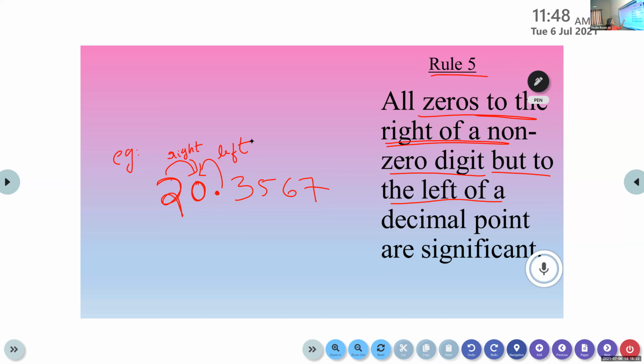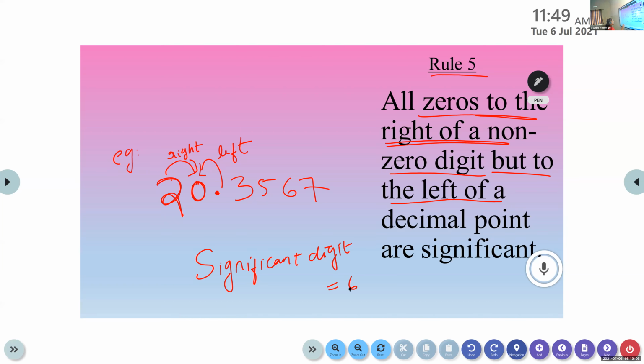Then what about the significant digits of this number? Dia, what is the significant digit count of this measured value? 6. Yes, it is 6. Good. All zeros to the right of a non-zero digit and to the left of a decimal point are significant. So here the significant digit count is 6.